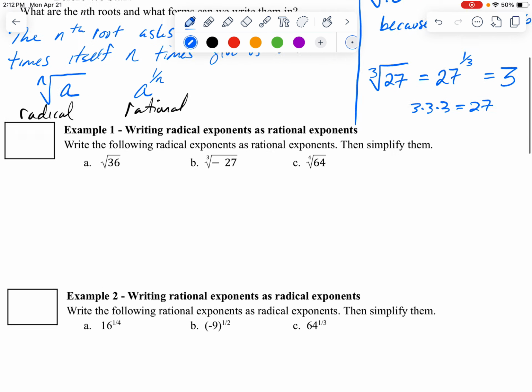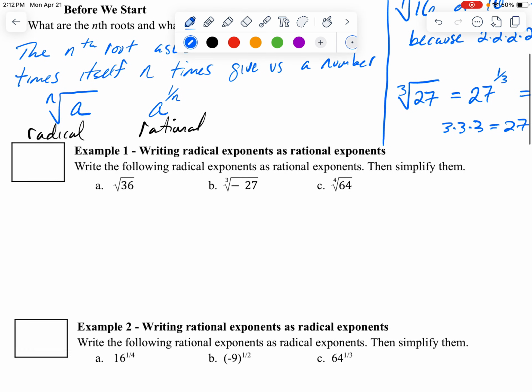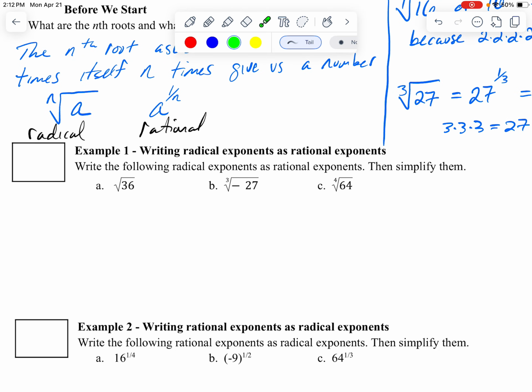Let's move down to example 1. This just says write the following radical exponents as rational exponents, then simplify. So we're just changing from one form to the other. And then you can put it in your calculator to get the correct answer. And we'll talk about how to do that.